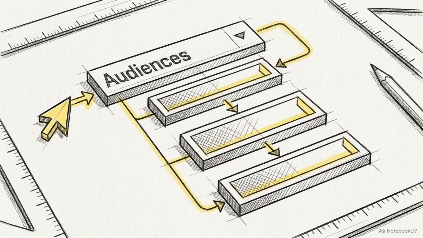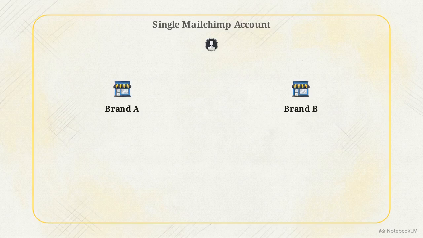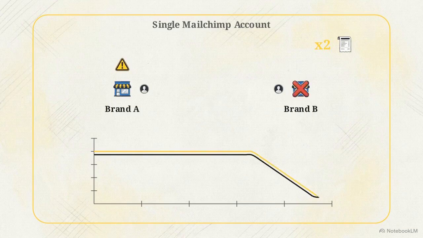The most tempting default solution is to consolidate everything. Mailchimp has a multi-audience feature that lets you manage different brands under a single login, but this creates a double billing penalty. If a single customer subscribes to brand A and brand B, Mailchimp counts and charges for that person twice, multiplying your monthly invoice.